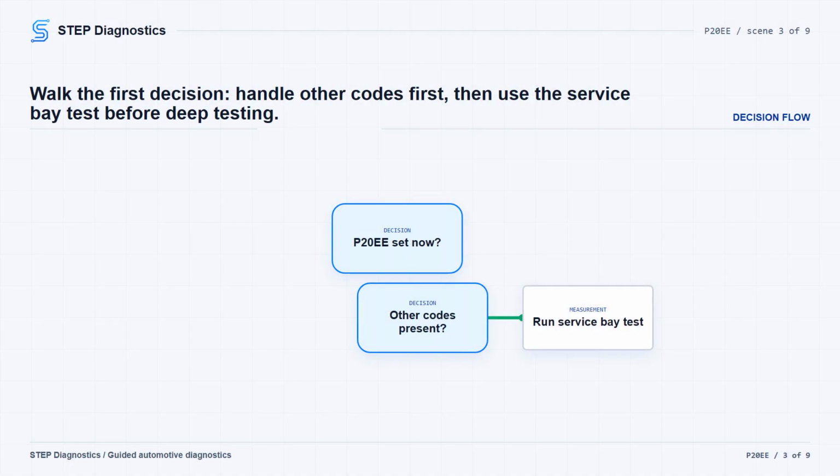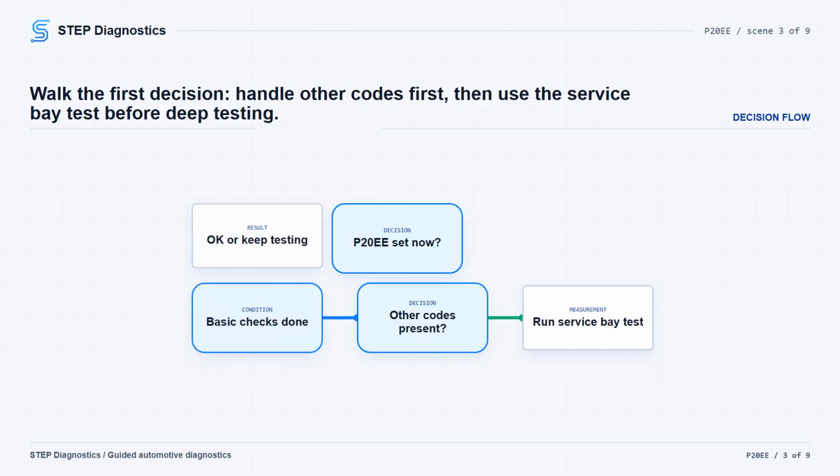Start with the basic system checks. Then follow a structured diagnostic approach before using the P20EE path. Do not skip the upfront code triage. If other prerequisite codes are present, check what they mean first and handle those before judging SCR efficiency. After those are handled, run the scan tool reductant system malfunction warning service bay test. If that test passes, the system is considered all okay at that point. If it does not pass, move into the system testing.